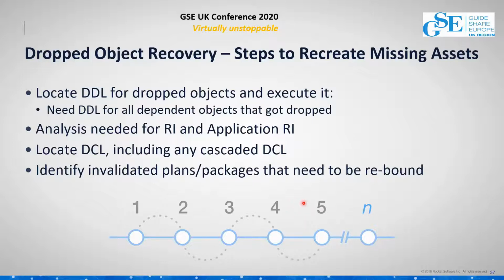You need to locate the data control language. So you need to understand who had which permissions to access the object. And you also need to understand the cascaded data control language. So who has granted which permissions to which other users. And you need to identify the plans and packages that have been affected by that drop statement.